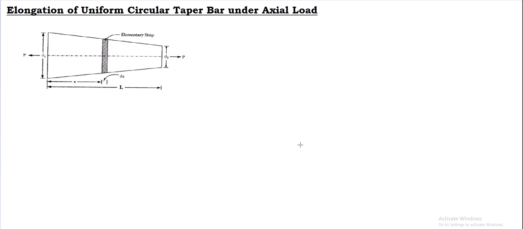Hello viewers, in this session I would like to discuss the elongation of a uniform circular tapering bar under axial load. As you can see in this image, we have a tapering section, having a D1 diameter at this end and D2 at this end, which is tapering uniformly from D1 to D2.